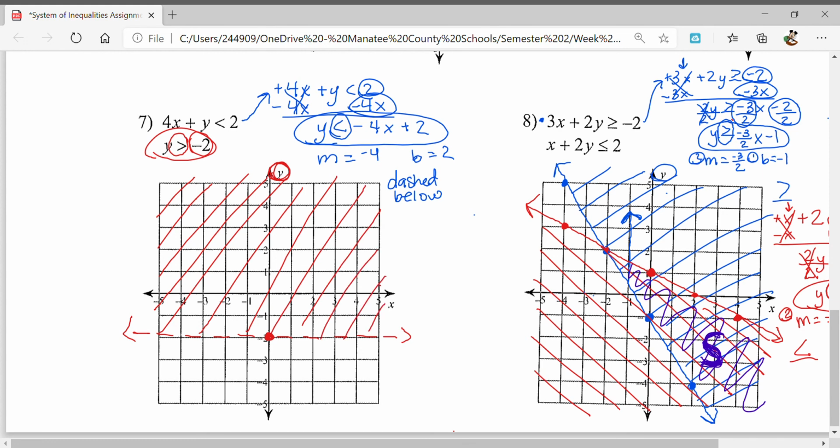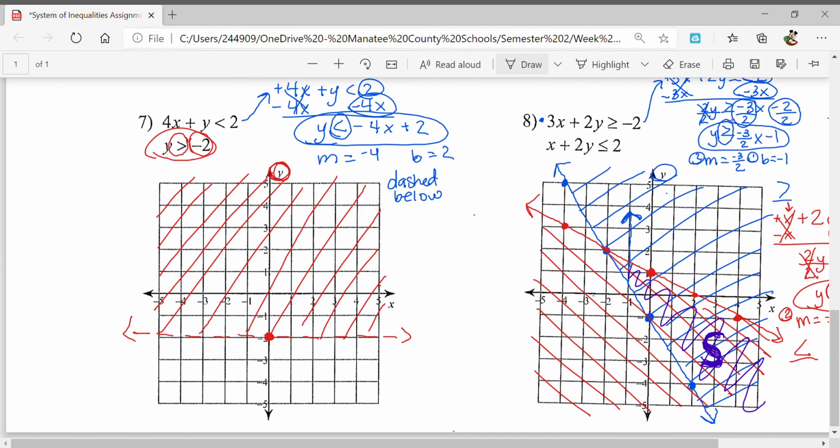All you need to do for number 7 is finish graphing the stuff here in blue, and then you can identify your solution. Just make sure you put that big bold S like we did for number 8 so we can easily see your solution. And then that is it.